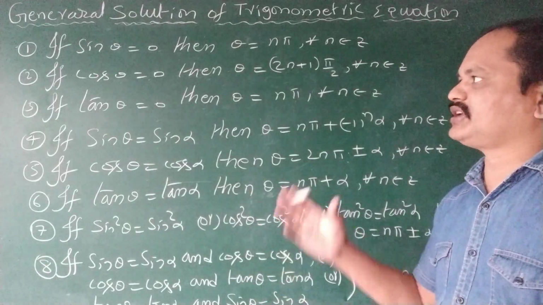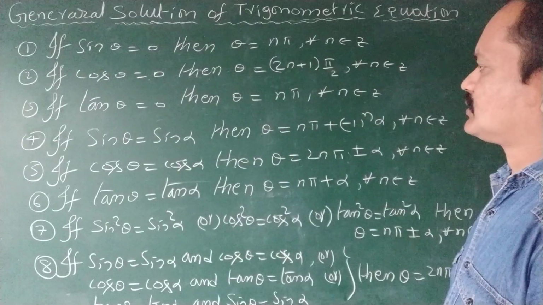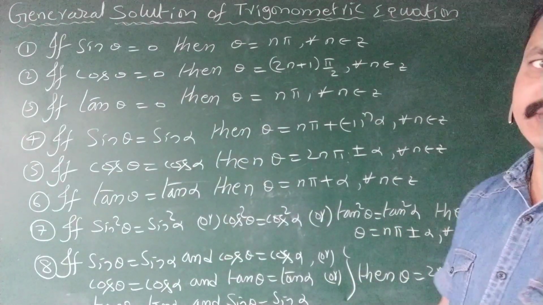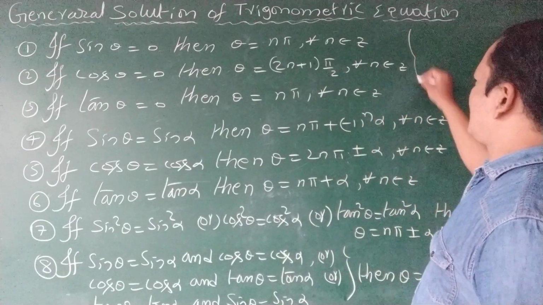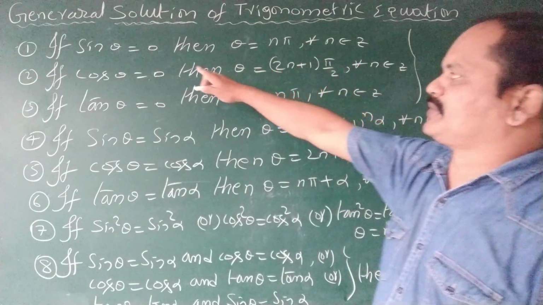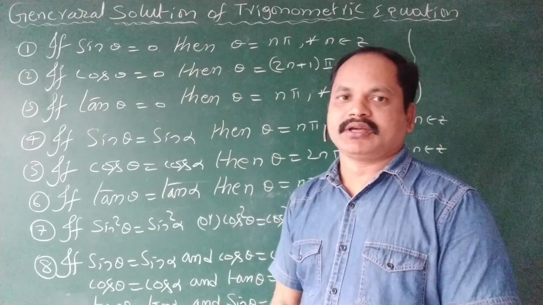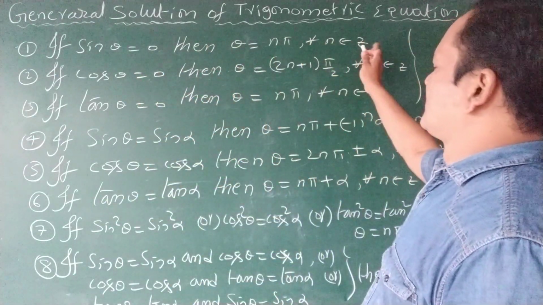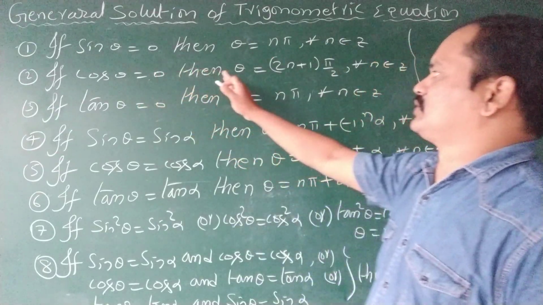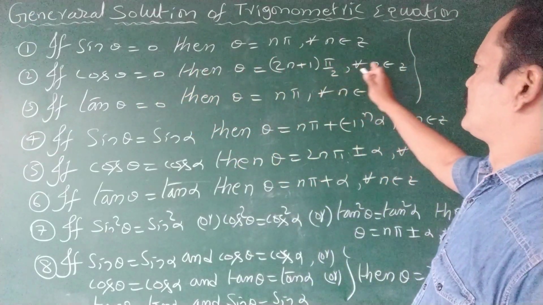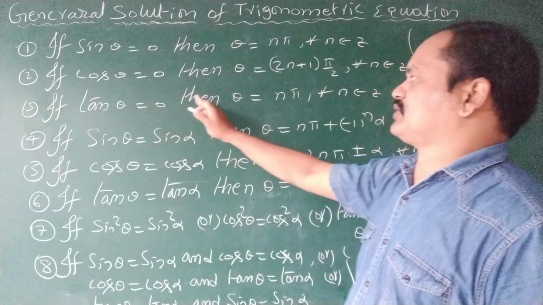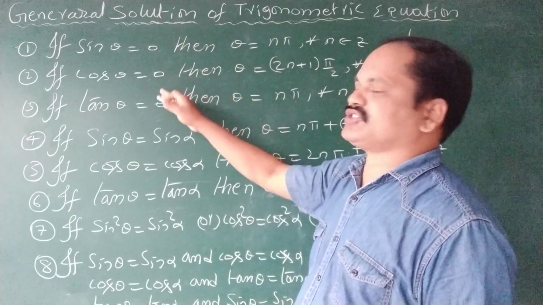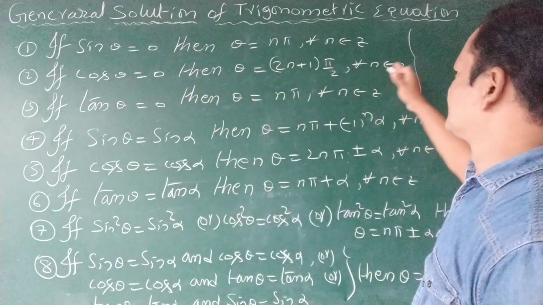That's why these are the different general solutions for trigonometric equations. There is first one type, that means RHS must be 0. If sin theta is equal to 0, then theta is equal to n pi for all n belongs to Z. Cos theta is equal to 0, theta is equal to (2n plus 1) pi by 2 for all n belongs to Z. If tan theta is equal to 0, then theta is equal to n pi for all n belongs to Z. That means if RHS is 0, these are the one set.